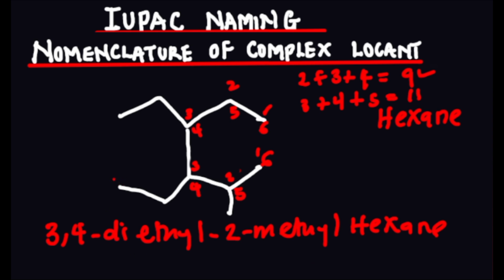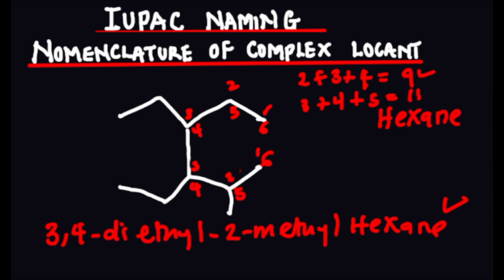So if you count like this, you're going to have another name. If you count like this, you're going to have another name. So that's making sense. So this should be the right way. We're going to have 3, 4 diethyl 2 methyl hexane, and that's the right way.